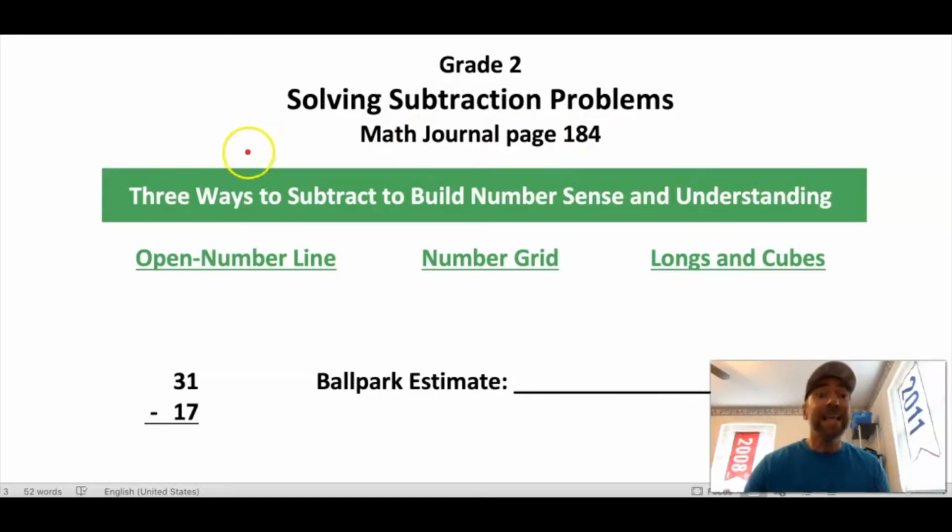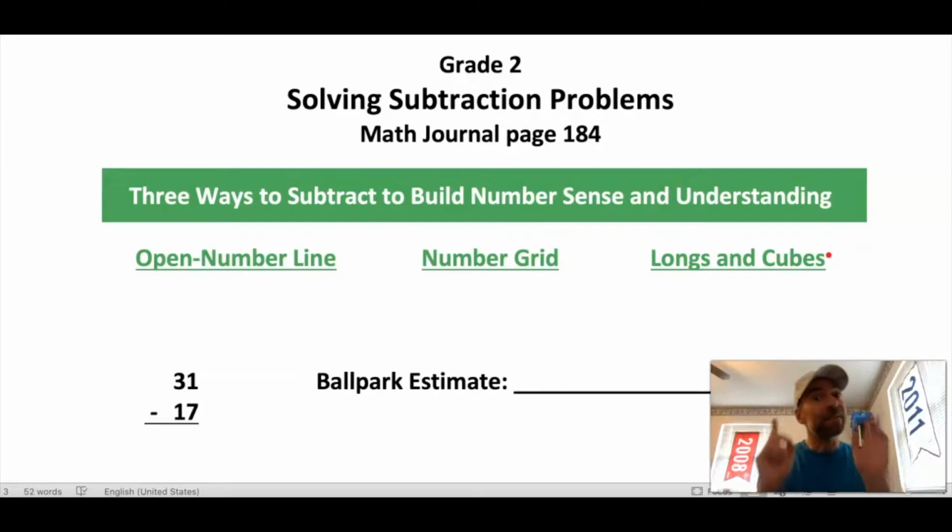So today we are going to be learning or practicing 3 ways to subtract, to build number sense and understanding. And one of those ways, we've learned this earlier in the year, we're going to use an open number line to subtract. Another way is we're going to use our number grid to subtract. And we're going to use longs and cubes to subtract.